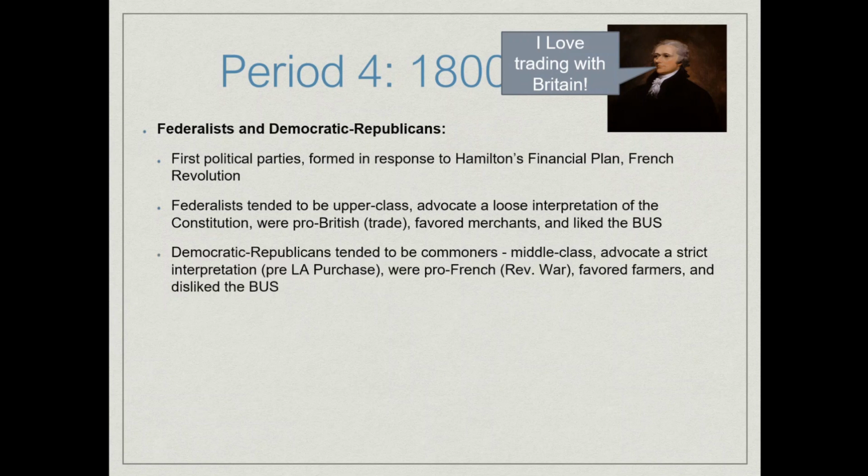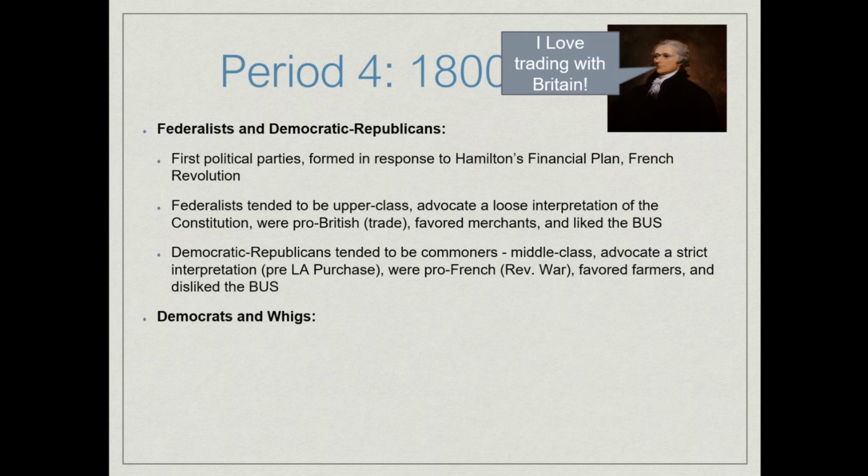The Democratic Republicans tended to be commoners, middle class. They advocated a strict interpretation of the Constitution, although they were kind of hypocrites sometimes, although everybody is if you're a politician. After the Louisiana Purchase, they'll kind of forget that. They were pro-French. They favored farmers. They disliked the national bank, although they will kind of support it later on once they realize they need it.